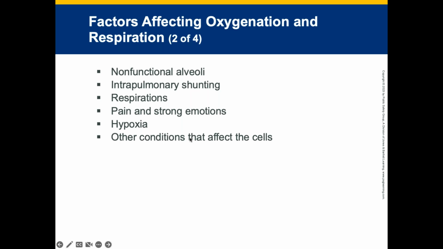All right, so other factors would be non-functioning alveoli or intrapulmonary shunting, changes in respiratory rate, pain and strong emotions, decreased metabolism, and other conditions including hypoxia, hypoglycemia, and infection, like sepsis. Without sufficient glucose, the cells will metabolize fatty acids, resulting in a ketoacidosis.